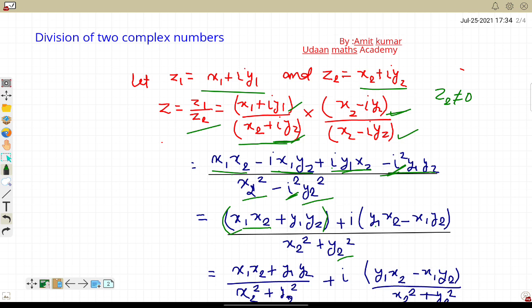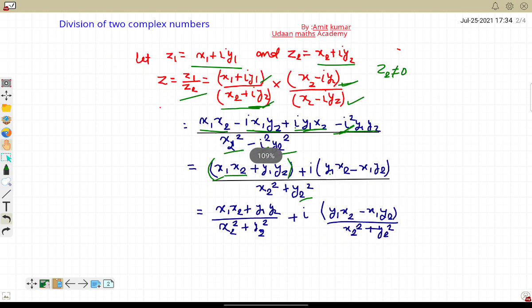But whenever we perform any algebra on two complex numbers, like multiplication, division, anything, the resultant value must be written in the form of x plus iota y. But how can we write this complete value in the form of x plus iota y? So we can separate this value. Write this complete value in one bracket, and with iota write this complete value in another bracket. Then you can observe x1 x2 plus y1 y2 divided by x2 whole square plus y2 whole square.